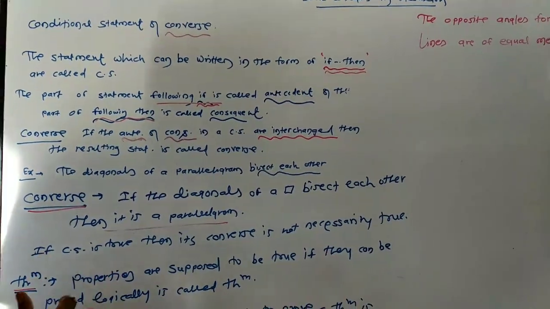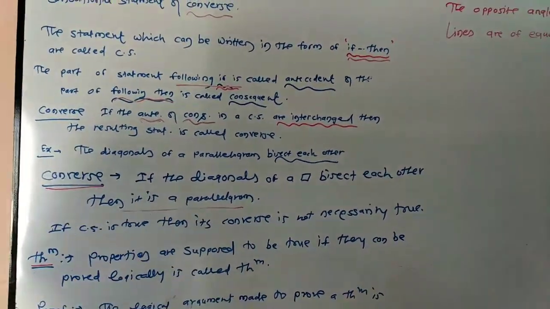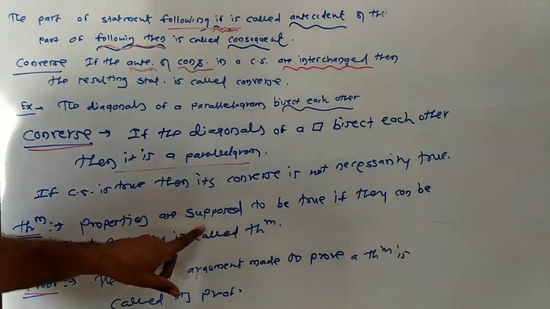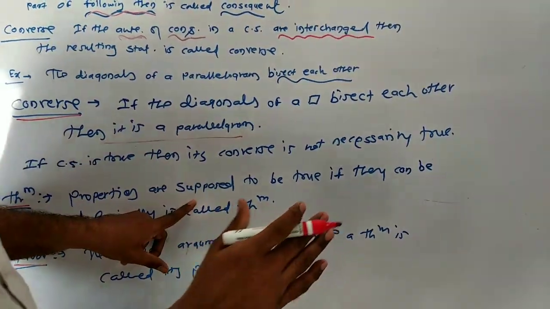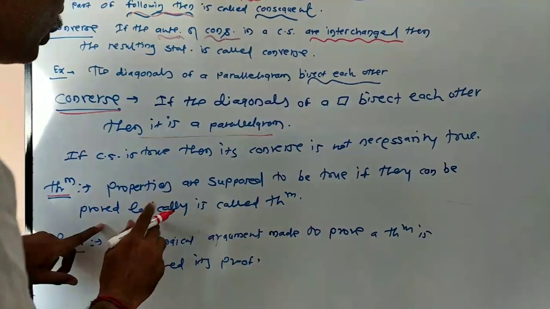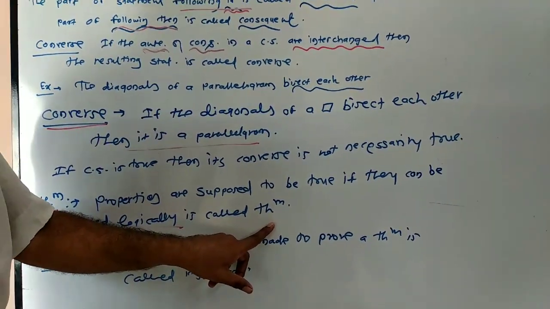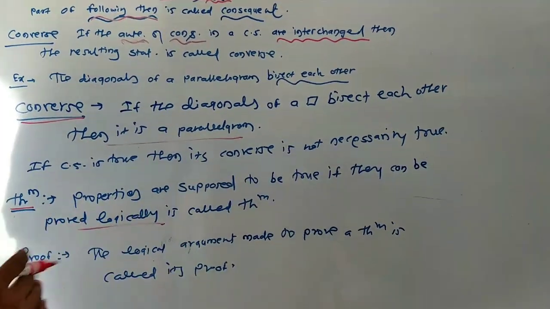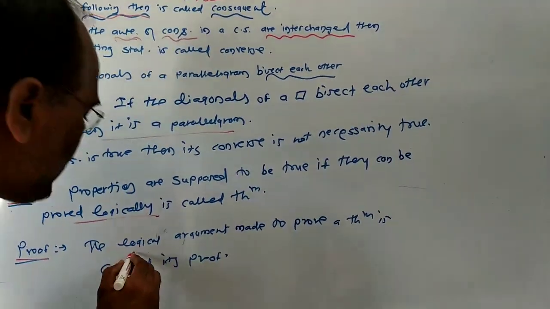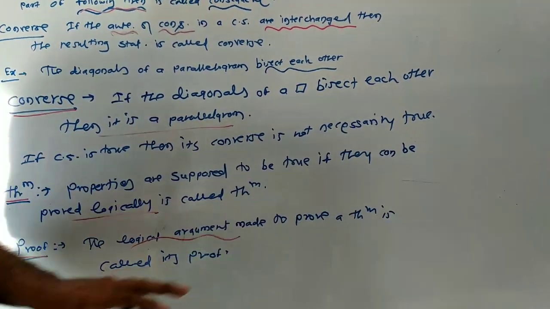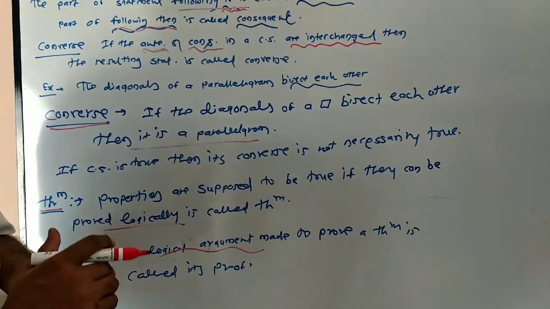Now next concept, what is meant by theorem? Properties which are supposed to be true if they can be proved logically are called theorems. Now what is meant by proof? The logical argument made to prove a theorem is called its proof.